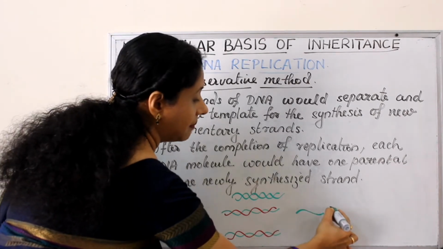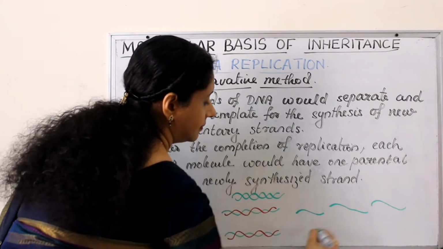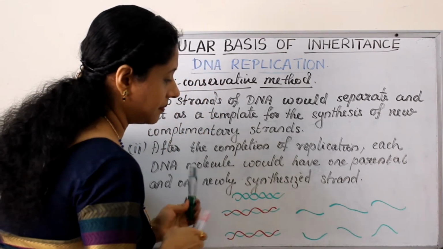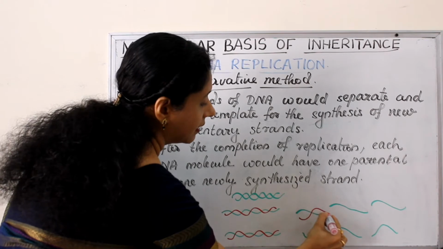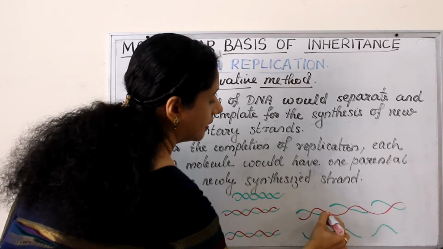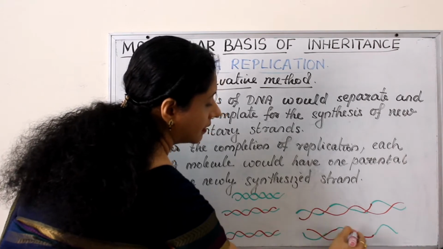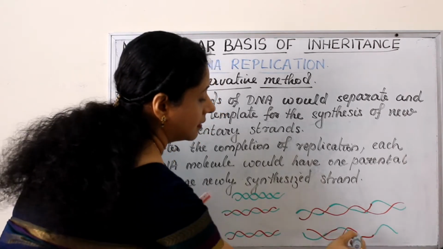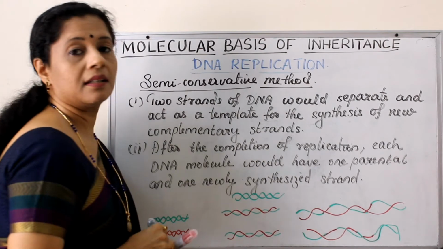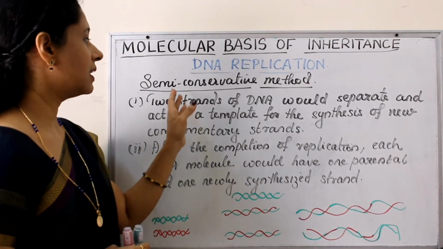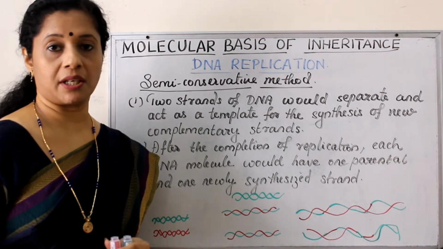So, it may be like a random here and there, a red, like this. This is called the dispersive. There is no clear order. But we are going to learn about the semi-conservative method of replication.